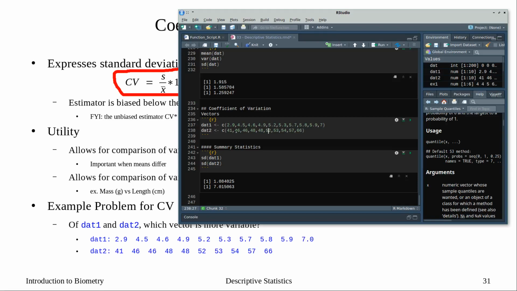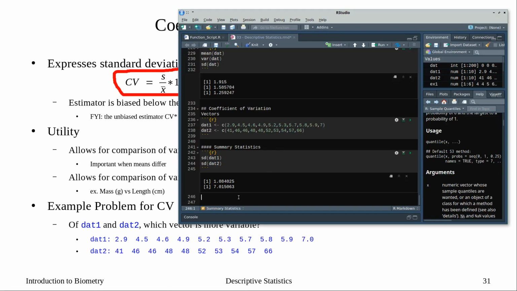Our values are in the tens. They're around 50. So we have a range of values from 41 to 66. Numerically, we're over 20 units difference from our smallest to the largest value. For data 1, our range is 2.9 to 7, so basically 4 units. So yes, our standard deviation is necessarily large, but that doesn't tell us anything about overall variability.